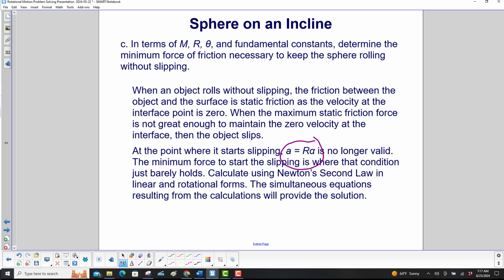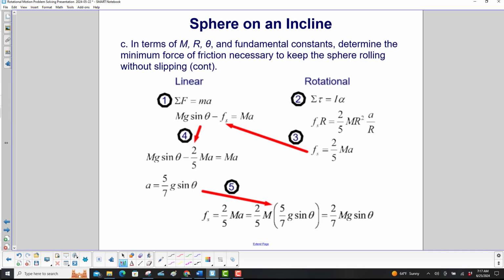Calculate using Newton's second law in linear and rotational forms. The simultaneous equations resulting from the calculations will provide the solution. Time to do the math. So let's follow the numbers. One, this is your linear Newton's second law. The sum of the forces is equal to ma. You have gravity pulling it down and static friction trying to keep it up. That equals ma. So now let's go over to rotational.